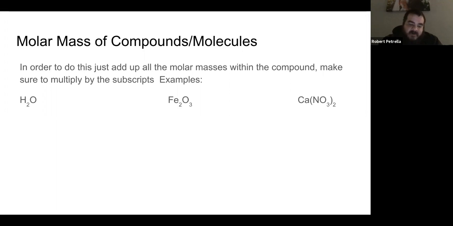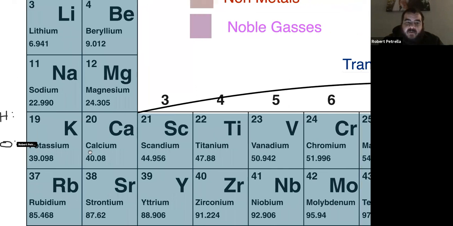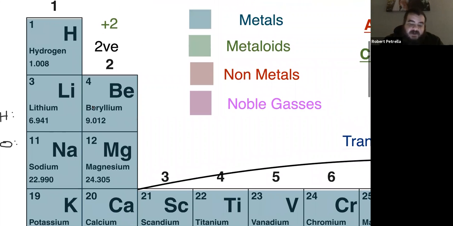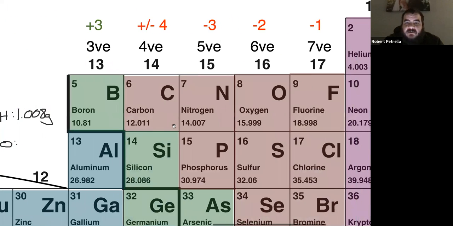So for our first one, H2O, we're going to have to use the periodic table again, but the way I like to calculate the molar masses is by writing everything out first. So we have hydrogen, we have oxygen. If we go to the periodic table, we find hydrogen is 1.008 grams. And then let's go over to oxygen, which happens to be 15.999 grams.